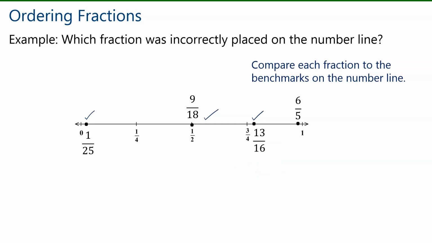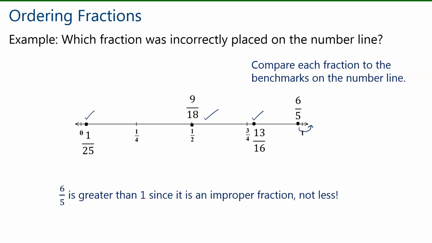Now if we look at the last number, 6 over 5, I notice that that's an improper fraction. The numerator is larger than the denominator. So that means it should be greater than 1, not less than 1. So that should actually be placed just to the right of 1. So I'll make that note and say that 6 over 5 is greater than 1, since it's an improper fraction, not less. So it should be on the right.